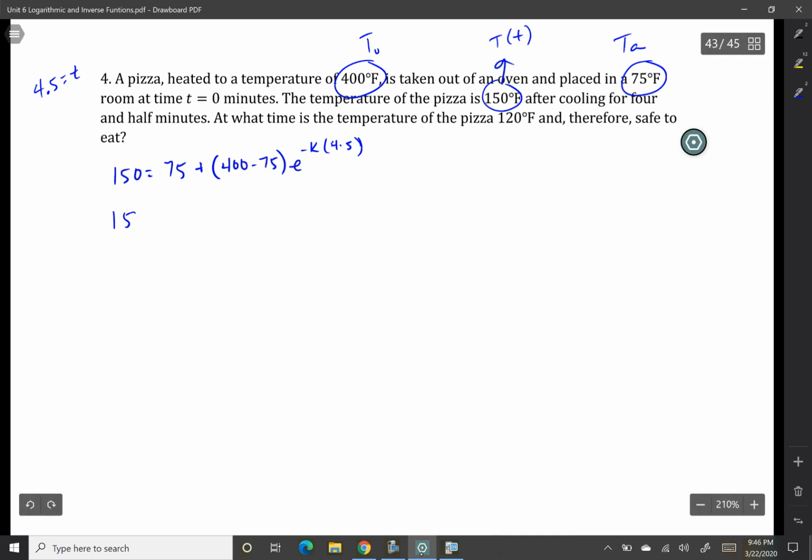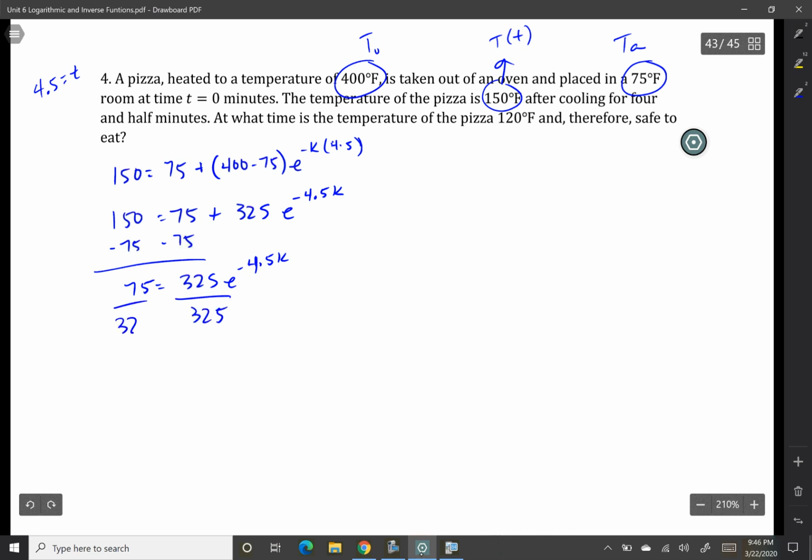Clean some stuff up. Move the 75. And again, I'm hoping you try this by yourself first. So you're just kind of going along with me and seeing if you got the same answer. Divide by 325. 75 divided by 325 is not a nice number, but it does reduce to 3 over 13, so we'll leave that. And then we can natural log both sides.